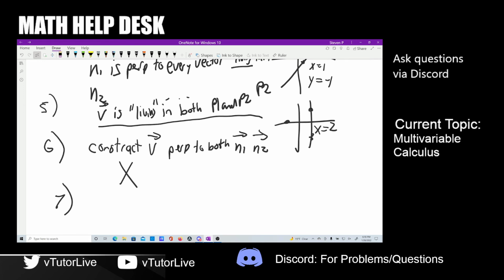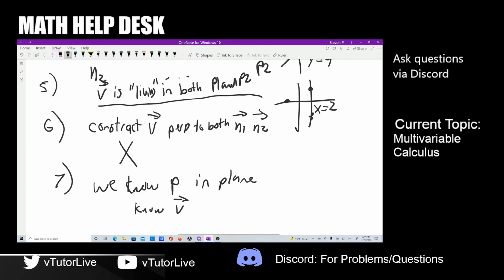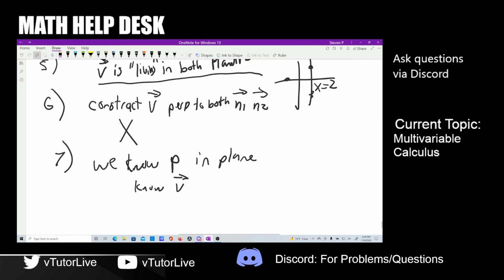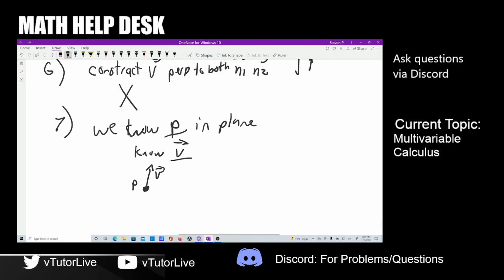Okay. And I think we're getting to the end here, but find a vector function for the line of intersection. At this point, we know a point P in the plane, and we know a vector v. So how would we construct a function of a line given a point and a vector? Just drawing this in space, we know P, and we know v. How would you turn this into a function?